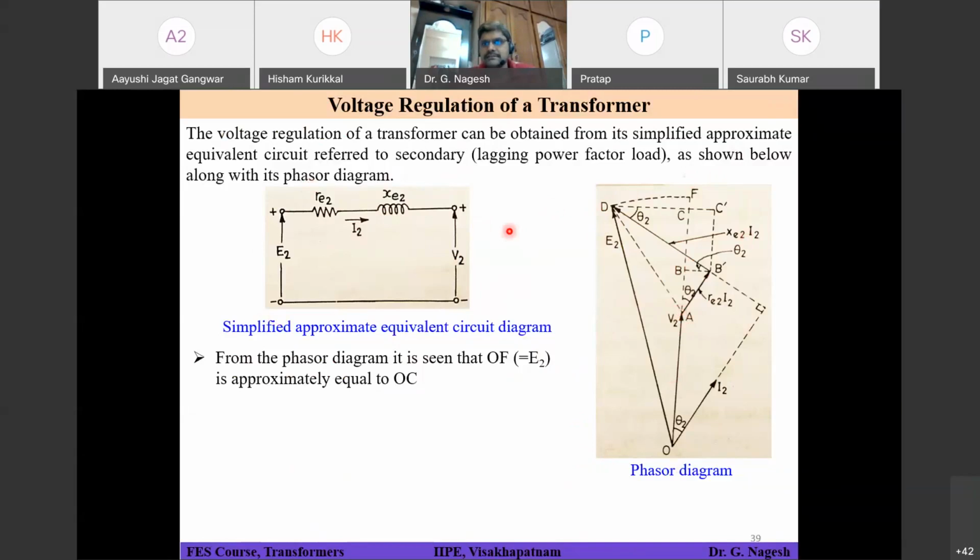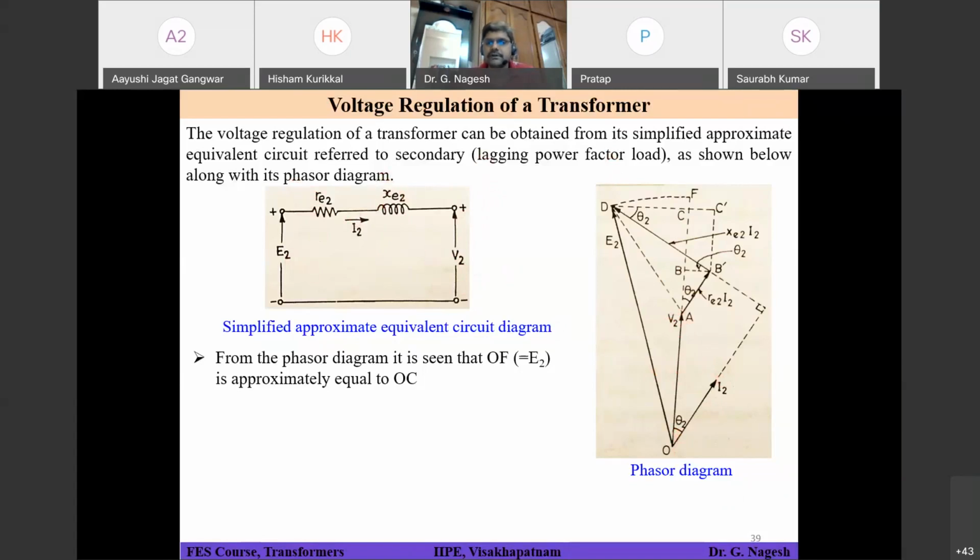Right, so consider this as a circuit. Don't consider it as a transformer or something like that. You have a resistive voltage, some current is flowing, you have resistance and reactance, and E2 is there. So how to draw the phasor diagram? If you consider a lagging power factor load, this is your terminal voltage V2, and the current flowing in the load will lag V2 by an angle of theta 2, since we are considering a lagging power factor load. After that, you have a resistance drop and a reactance drop.